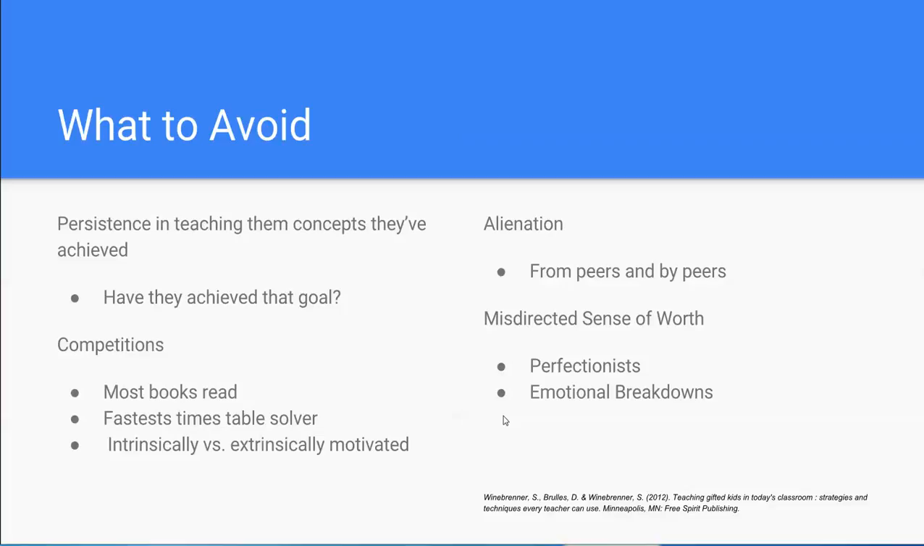And we also need to avoid a misdirected sense of self-worth. A lot of gifted students are perfectionists automatically, and this can be very misdirected and lead to emotional breakdowns. We need to recognize this and let the student know that what they're doing is amazing and just keep encouraging them.